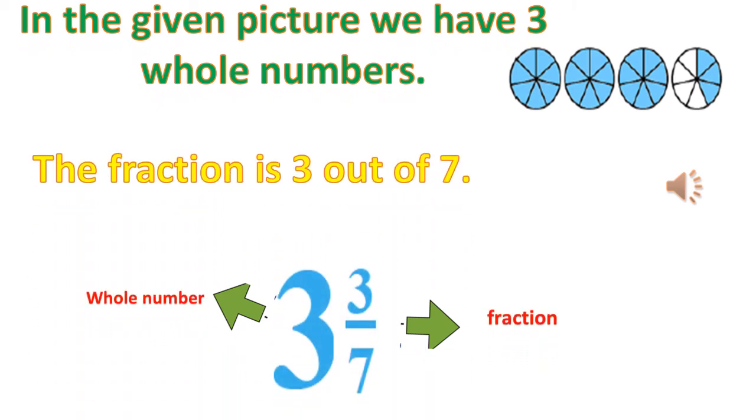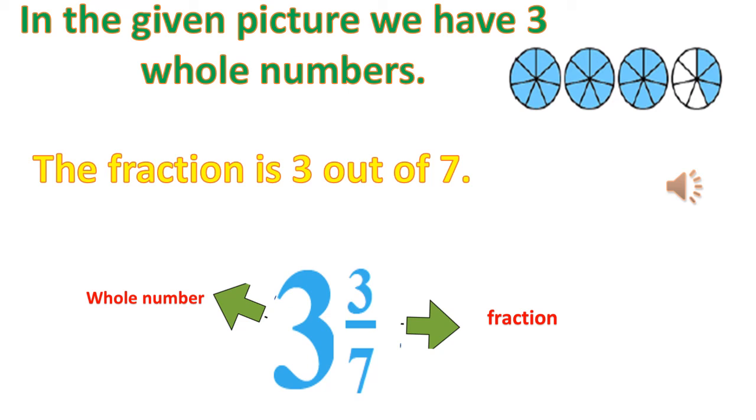Now on this slide we can see that we have 4 circles. Let's count how many circles are shaded completely. We have 1, 2, 3. 3 circles are shaded completely, so the whole number here is going to be 3.